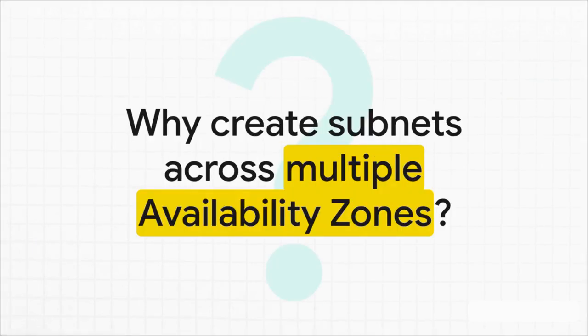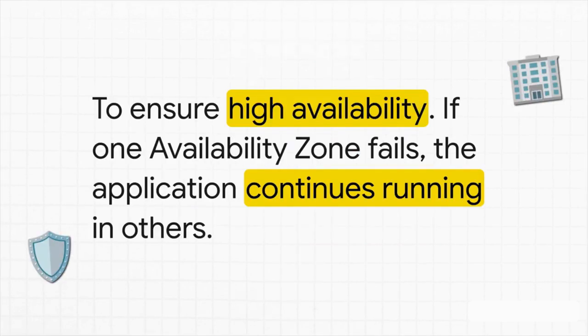All right, question 2. We've talked about this already, but it's so important I want to ask it directly. Why is it an absolute best practice to build your production application with subnets spread across multiple availability zones? It all comes down to one thing: high availability.